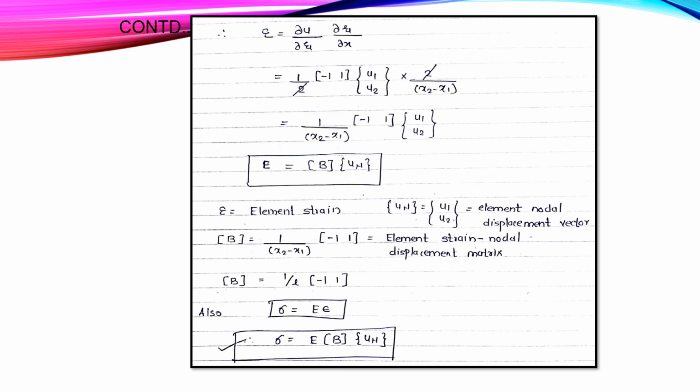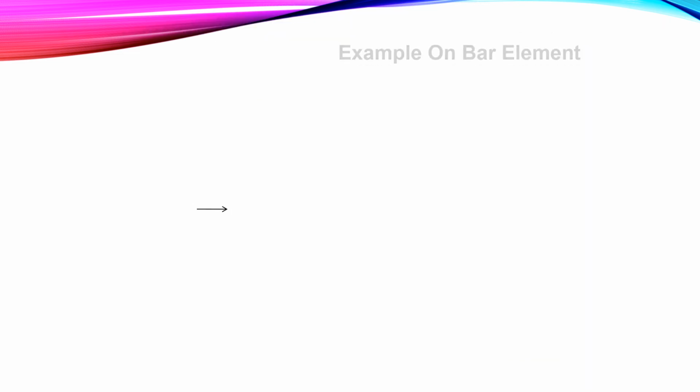Also sigma, that is the stress, is equal to the modulus of elasticity into strain, and the value of strain is epsilon is equal to B into un. So sigma, the stress, is equal to E into B into un.